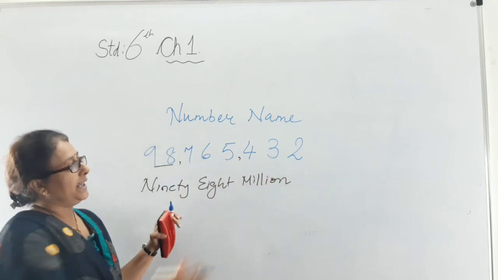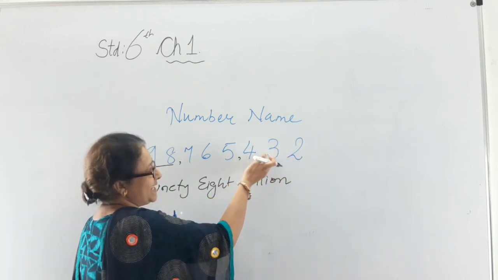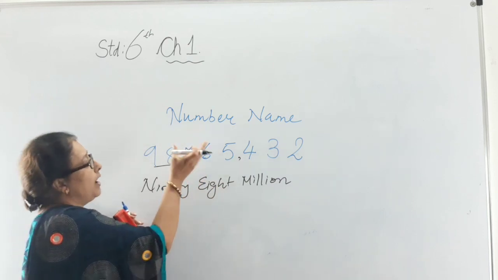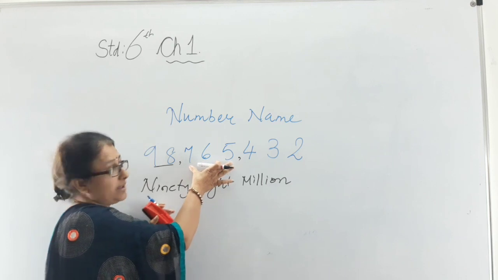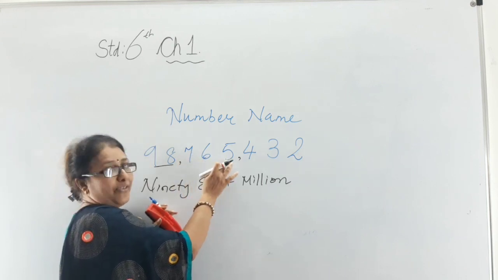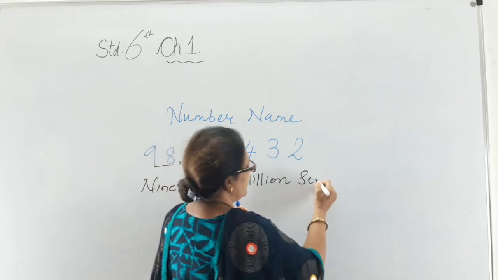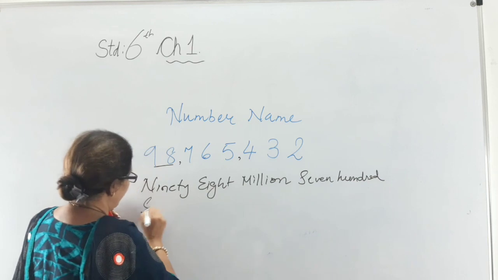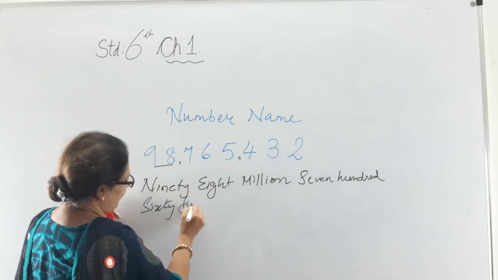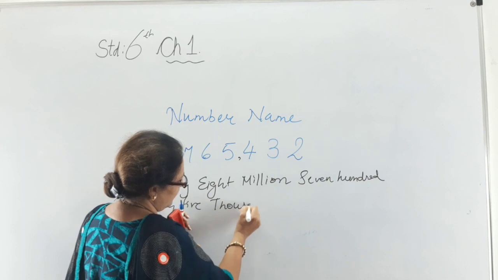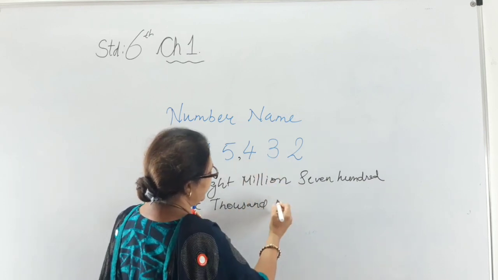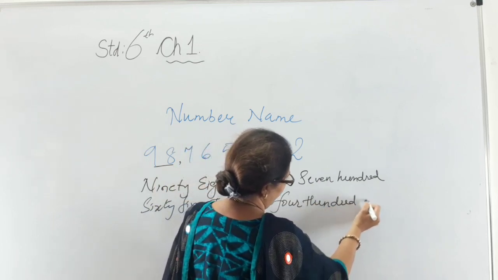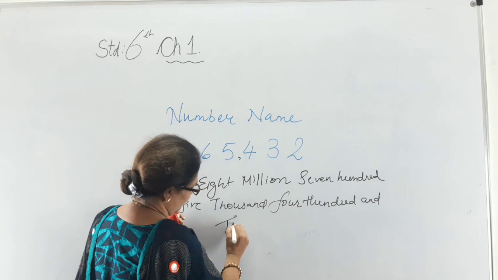Again moving and counting again. Ones, tens, 100, 1000, 10,000, 100,000. So 100,000. So all the 3 digits are together. So we'll say 765,000 followed by 432.